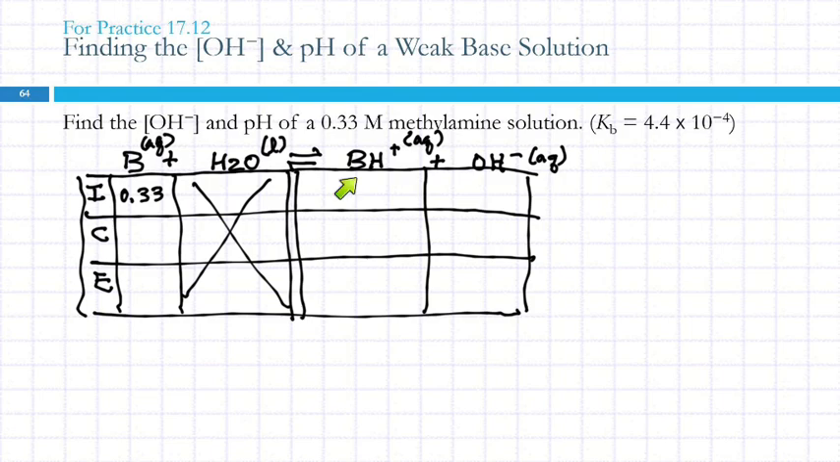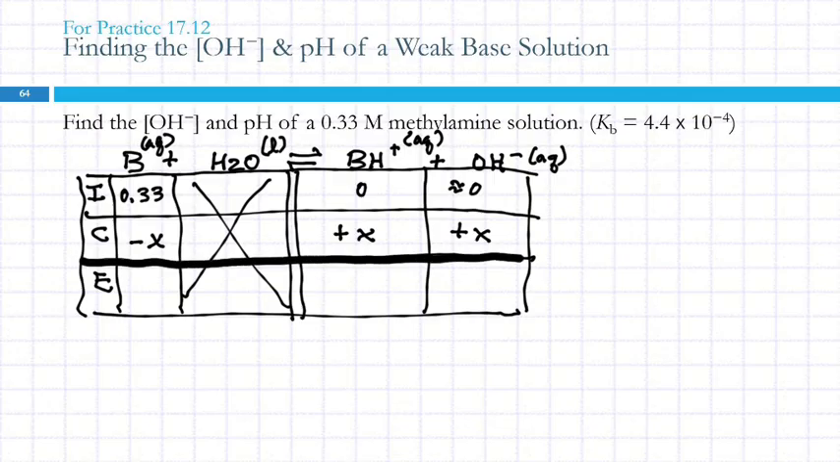What's the initial concentration of BH plus? 0. And the hydroxide? Also 0. Technically, approximately 0. And then how's this going to change? It's going to have to be minus X over here and plus X over here. These are at 0, you can only go up. Then you add your I and your C rows. I don't have enough room here, and I've got too much room on the other side. 0.33 minus X, X, and X.